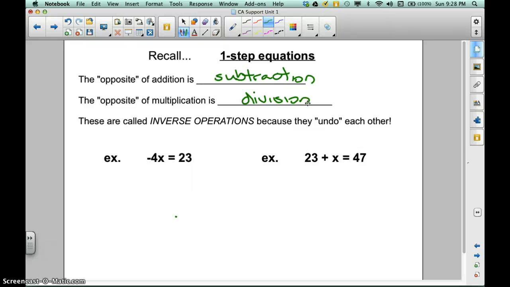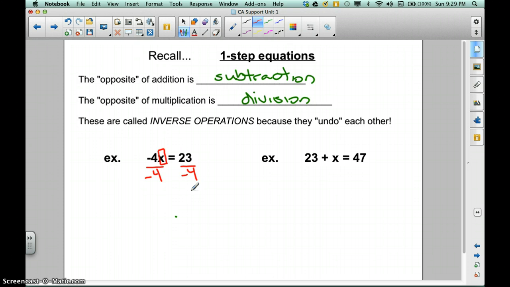So anytime you see an equation, you want to look at it and say, what's happening to the x? And we want to get the x by itself. What's happening to it is that it's being multiplied. Remember, a number right next to a letter without any symbol there is multiplication. It's being multiplied by -4. All right, so what's the opposite of multiplication again? Division. And so we're going to divide by -4. What we do to one side, we have to do to the other.